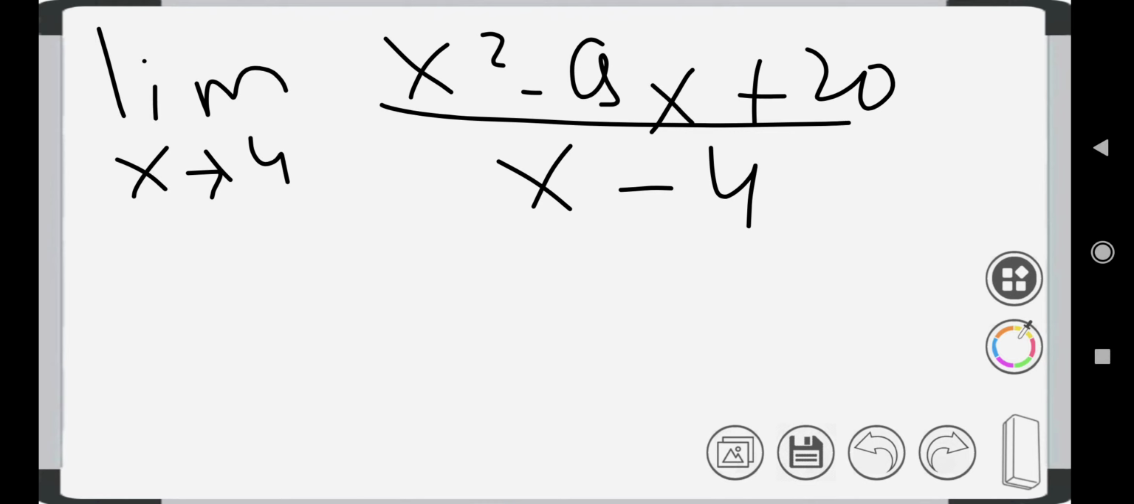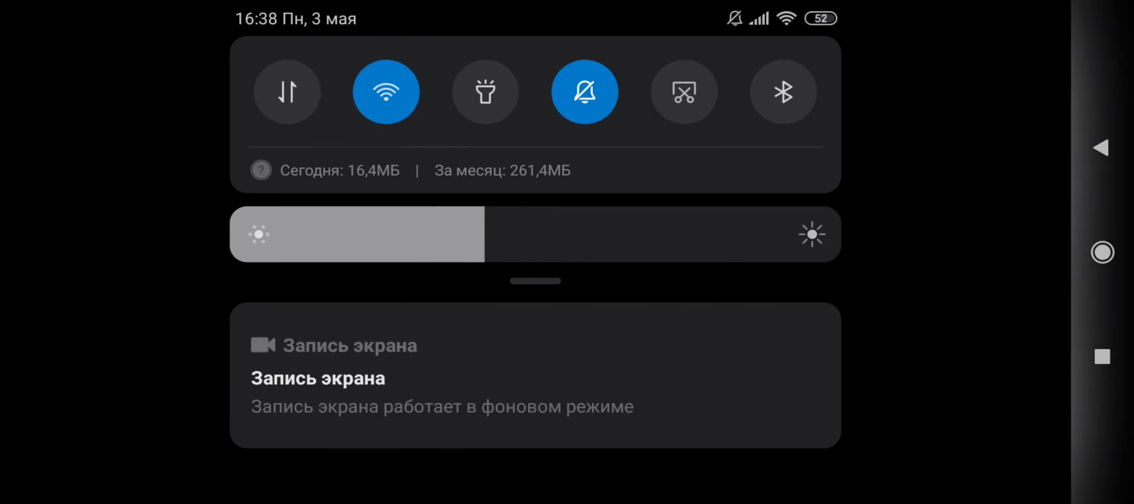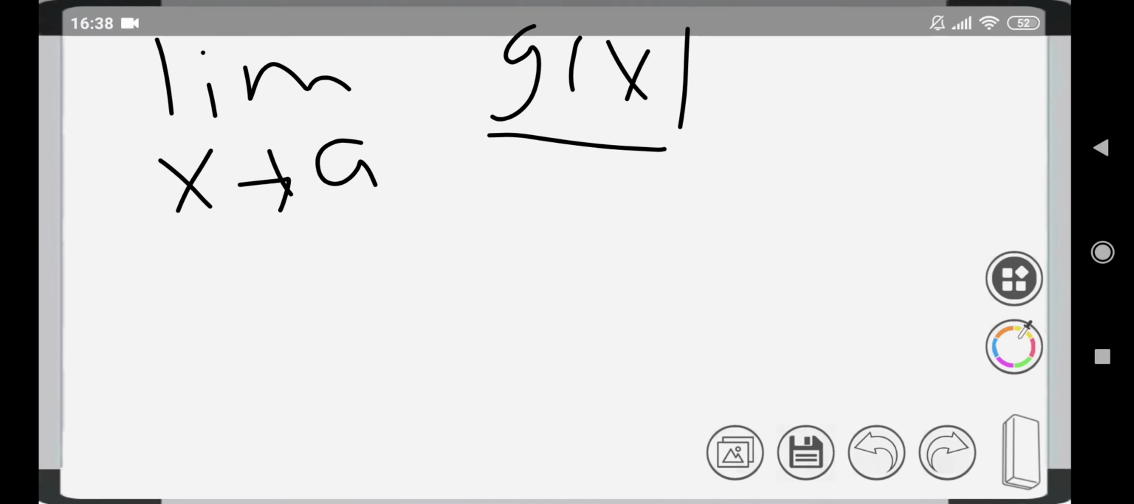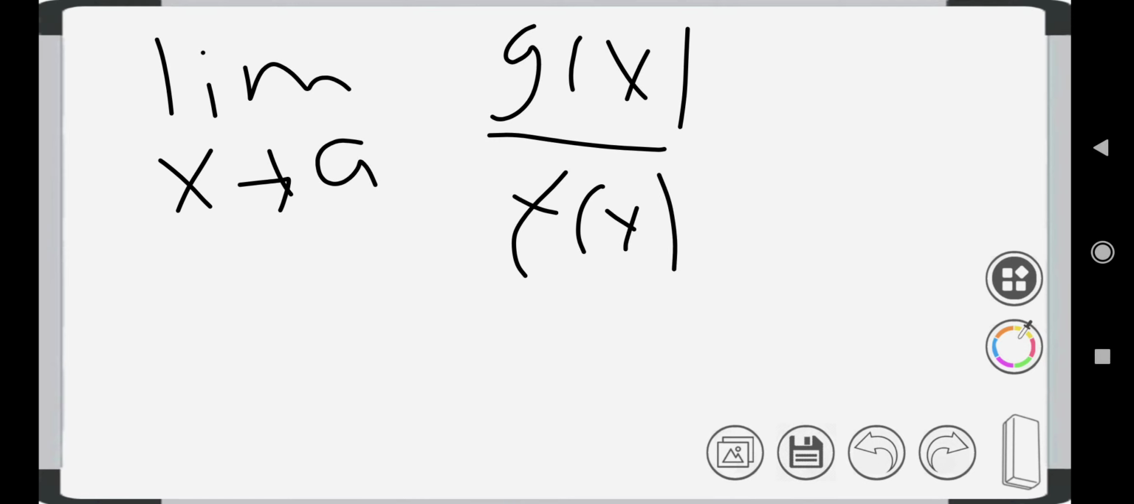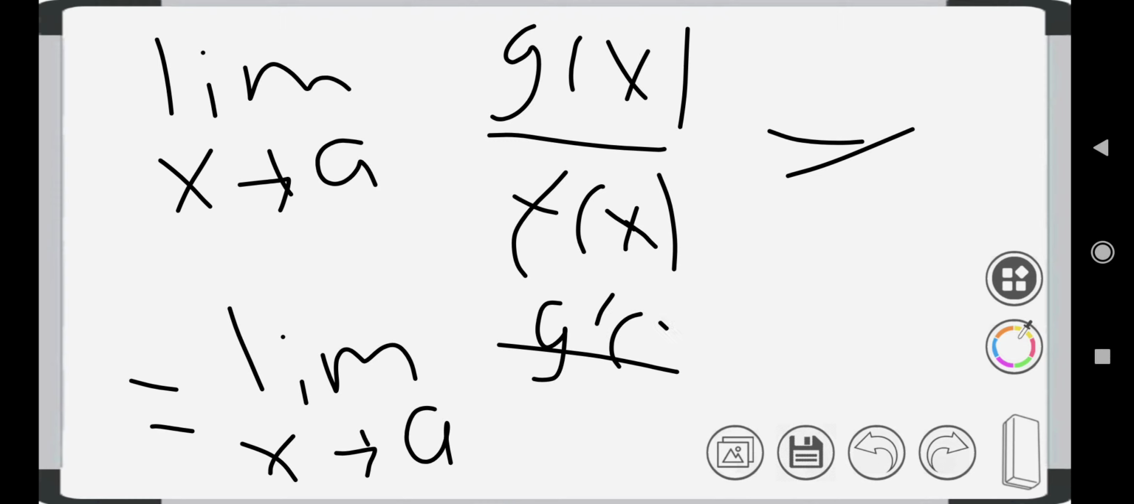So what to do in those situations, you need to use L'Hopital's rule, or whatever it was called. So it is, if you have a limit of some x approaching some a, of some function g(x) divided by f(x), and you are getting a 0/0 situation, it will be equal to the same limit where you take the derivatives of the functions g(x) and f(x).